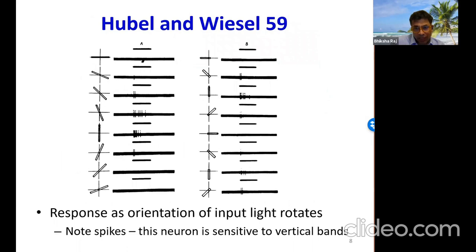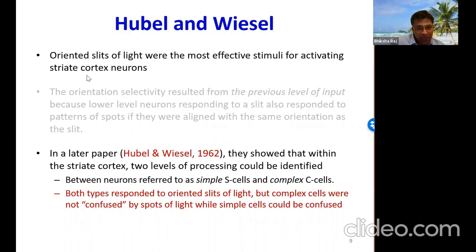In each figure, the bar to the left shows the orientation of the light that is shown on the eye. The longer bar with the ticks shows the neural response. The more ticks, the greater the response. For this particular neuron, you will see that when the orientation of the light is horizontal, there is no response at all. Then as you rotate the light, by the time the light becomes vertical, you get a lot of response. So clearly, the receptive field of this particular neuron is a vertical stripe. And so they found that oriented slits of light were the most effective stimuli for activating striate cortex neurons.